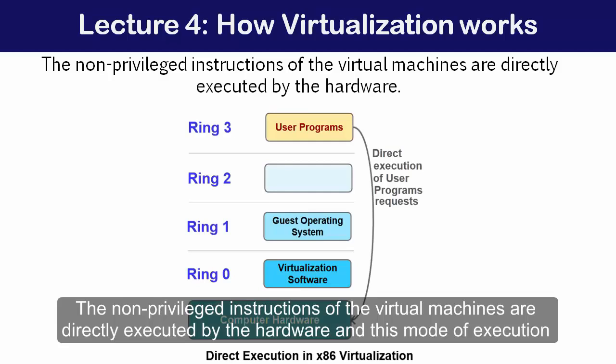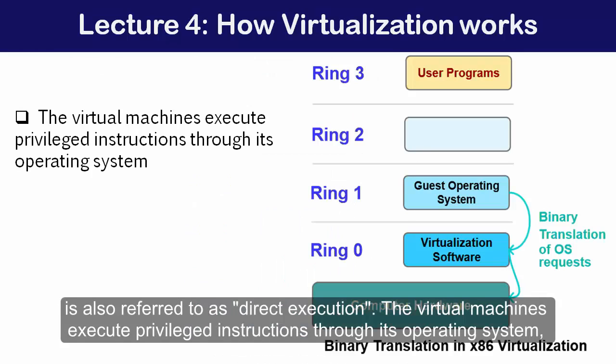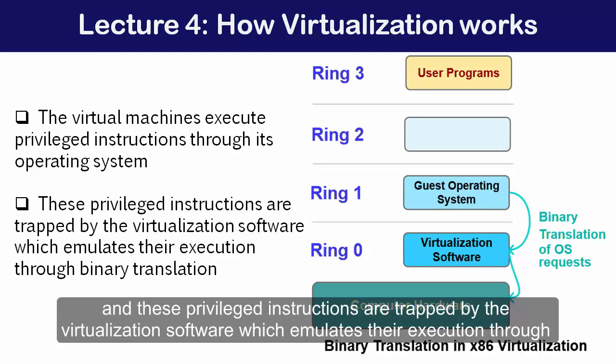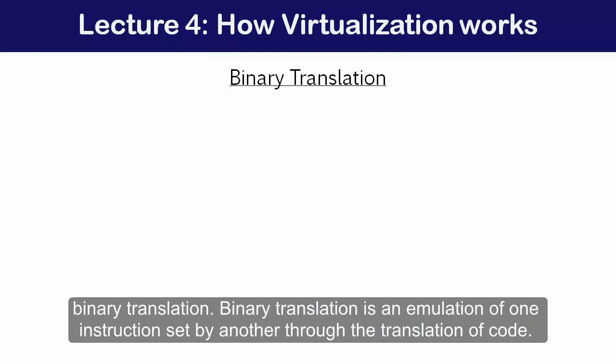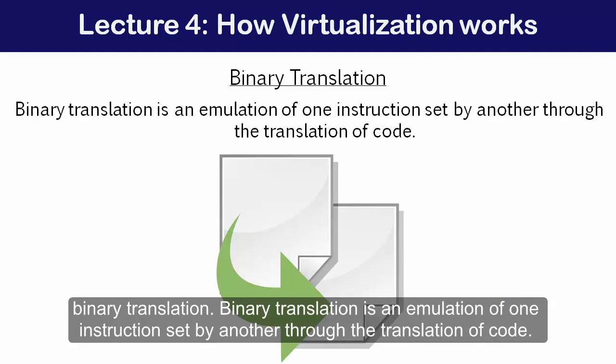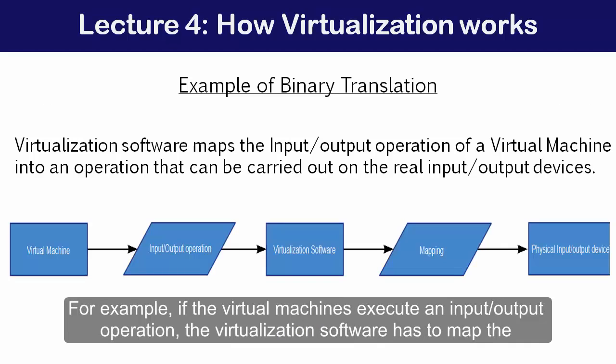instructions of the virtual machines are directly executed by the hardware, and this mode of execution is also referred to as direct execution. The virtual machines execute privileged instructions through its operating system, and these privileged instructions are trapped by the virtualization software, which emulates their execution through binary translation. Binary translation is an emulation of one instruction set by another through the translation of code.